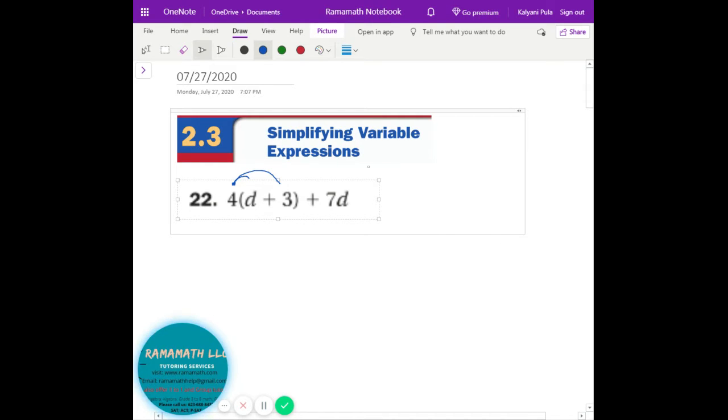Now when I see this one, obviously I can see the like terms, that's 4d and then 7d, so those are the like terms. Combine the like terms. I like that you write it out there, and then combine the like terms and put them together. So that's 11d and then plus 12. So that's the answer. Good job.